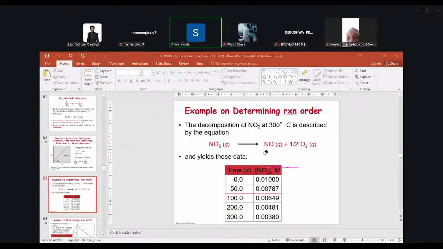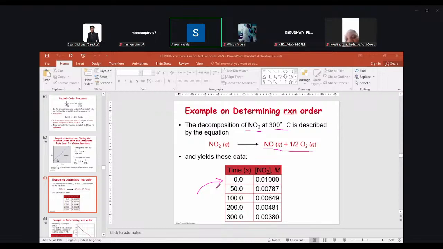You have a reaction where nitrogen dioxide is decomposing to give you nitrogen oxide and oxygen gas. So this is the equation. Someone did an experiment, collecting the decomposition of this gas at 300 degrees Celsius, and came up with this data. The question is, what is the order of this reaction?